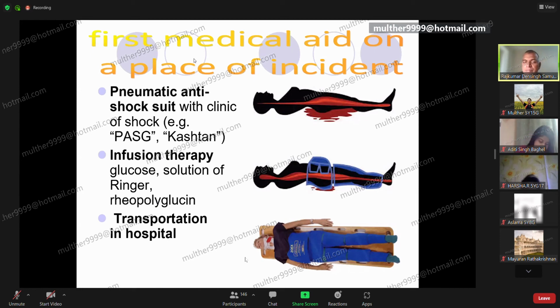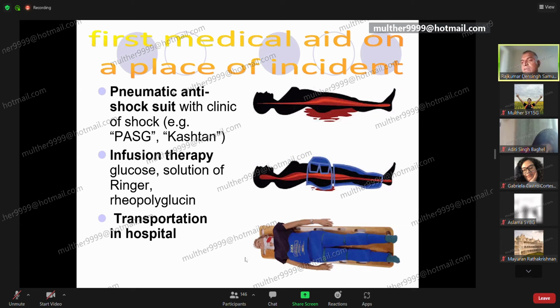Understood, doctors? Yes, sir. So we compress the abdominal aorta. Here, we maintain circulation to the vitals and we should transport the patient as soon as possible and continue infusion therapy. So this is the maximum we can do for the patient to save the patient's life.